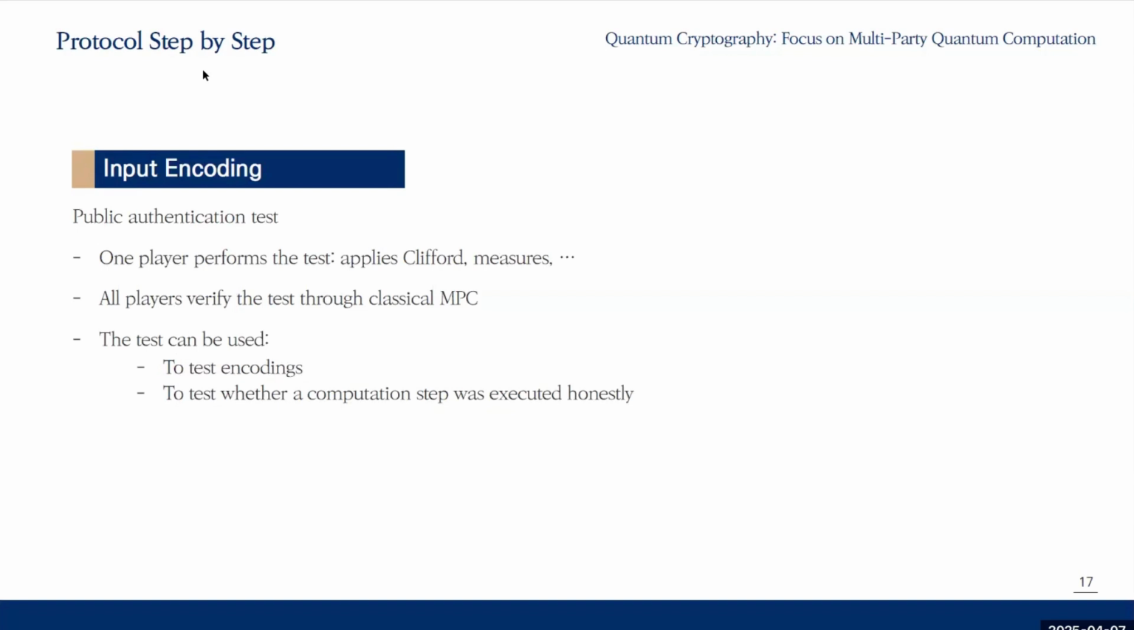So this is the summarization of the public authentication tests. One player performs the test by applying Cliffords and measuring the traps. All players verify the results through classical MPC, and these tests are versatile. They are used both to test the initial encodings and to check whether computation steps are executed honestly.